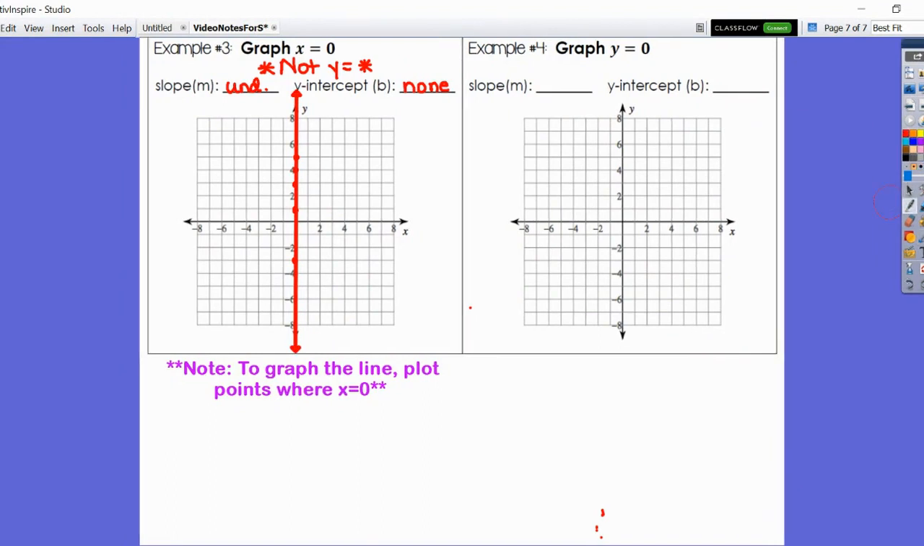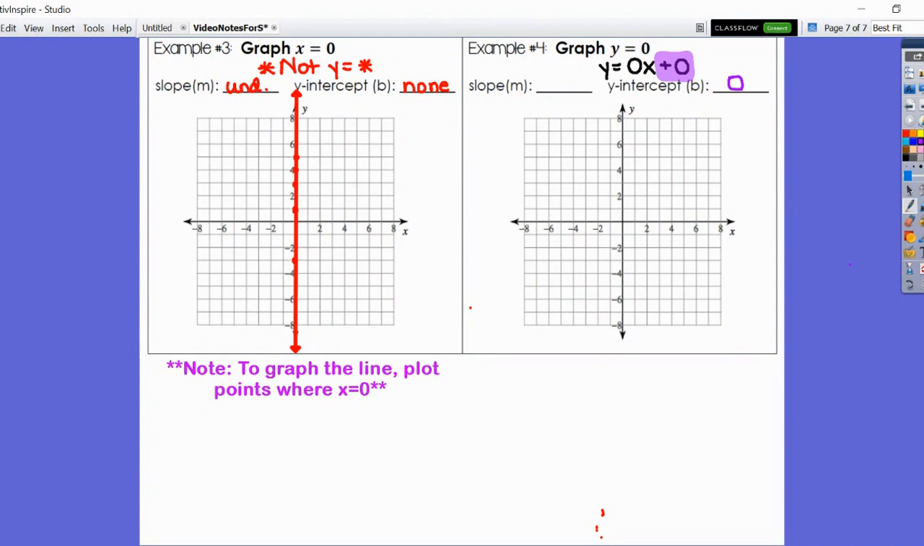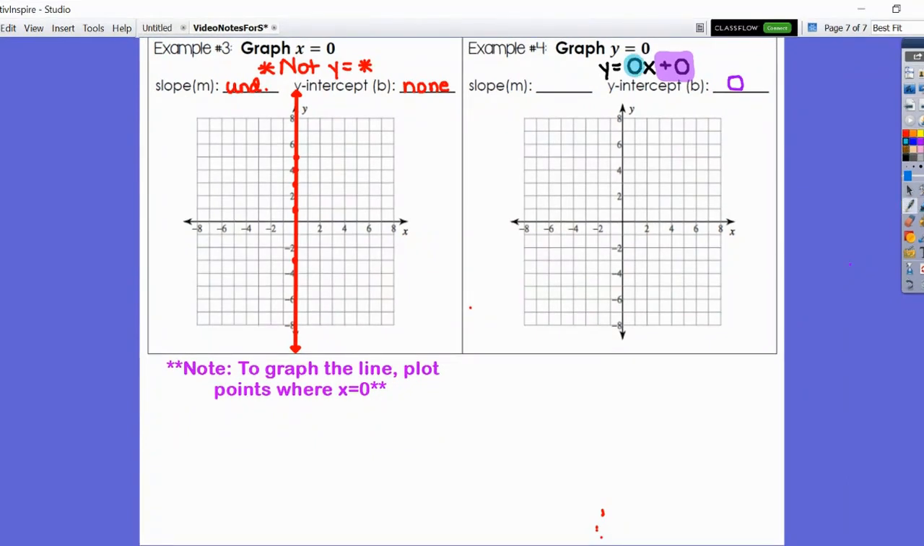The next example, I want to graph y equaling 0. Again, I want to remind us that this is in the format y equals mx plus b with no x, that's going to be 0x, and I have to add the 0 that was already there. The plus 0 tells me what my y-intercept will be, which is at 0. Then we go ahead and talk about the slope, which is going to be 0x here. I have it y equals, so it's not like the last problem, so my slope is 0.